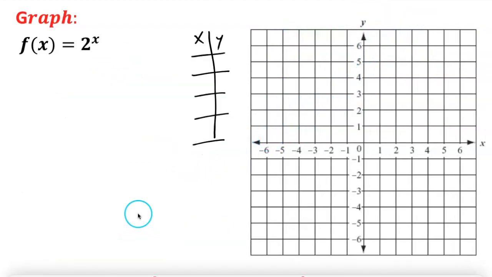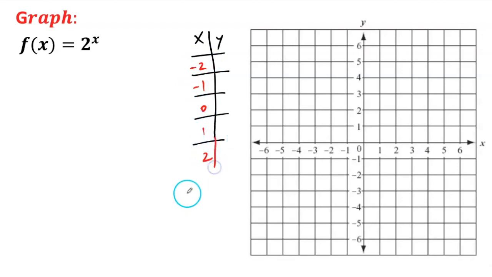Now let's graph. To graph our original function, let's create a table of values: -2, -1, 0, 1, and 2. Okay? We plug it in here. So this is going to be 2 to the -2, 2 to the -1, 2 to the 0, 2 to the 1st, and 2 to the 2nd. 2 to the 2nd is 4. 2 to the 1st is 2. 2 to the 0, anything to the 0 power is 1.